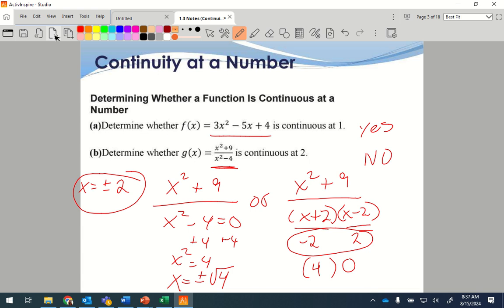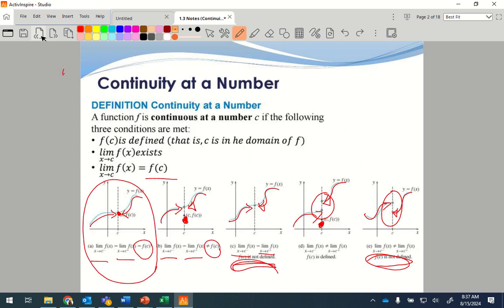So if I go back to my graph, it's going to look like this one here. My left side and right side are going to go to a number, and right there at that number, it is undefined.